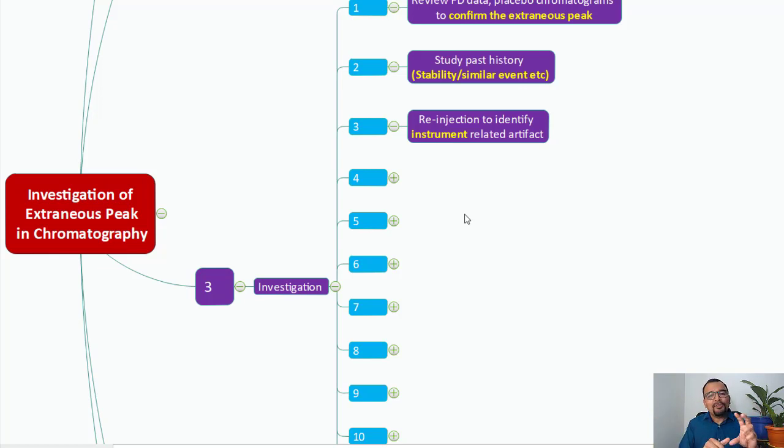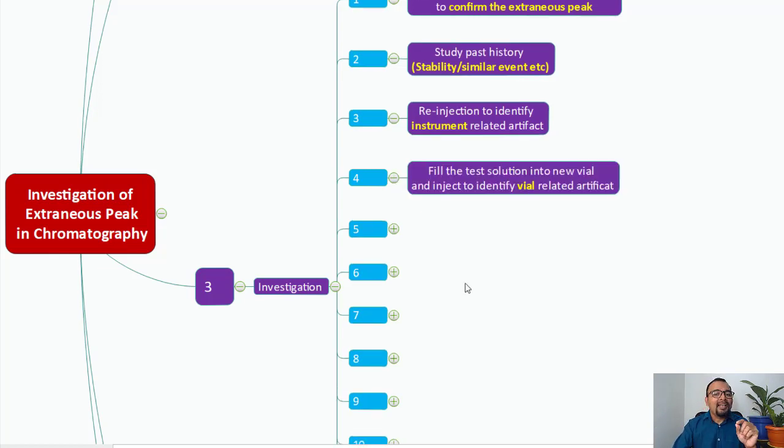First, you can think of re-injecting the same vial solution once again to identify whether the source does not belong to the instrument, the HPLC or the gas chromatography. So to rule out an instrument related artifact, you have to re-inject the same vial solution one more time.